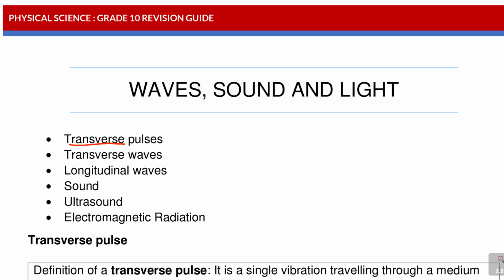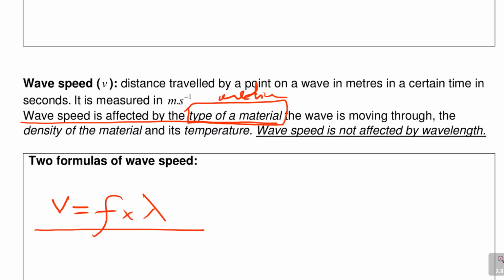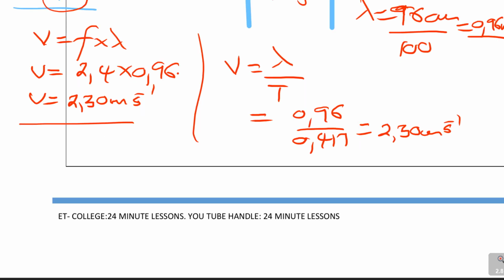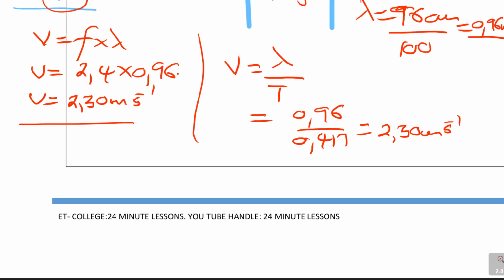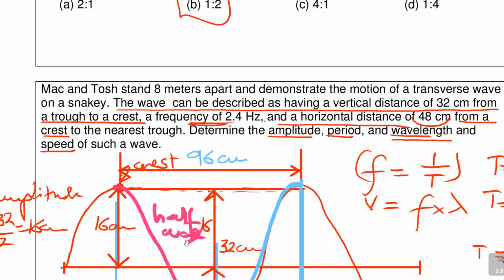We have already looked at transverse pulses. We are focusing on transverse waves, and if you're joining us for the first time, you have missed out on quite a lot of videos. I would encourage you to join me and subscribe so that you can be notified. Check the last 3 videos that I've covered so that you can understand from transverse pulses to transverse waves, and also the definition of terms.